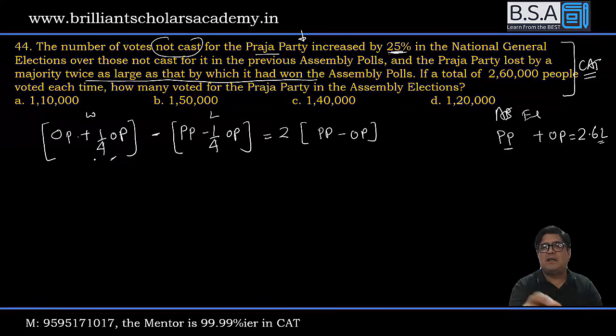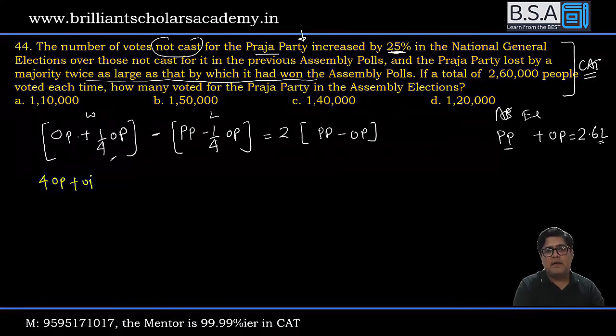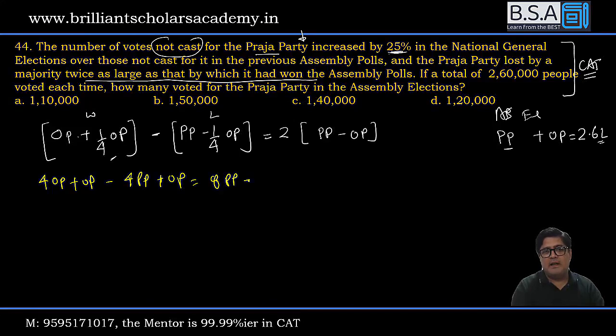तो ये 4 को मल्टीप्लाई कर देते हैं ऊपर. मैं लिख के करता हूँ, अदरवाइज विल कंफ्यूज यू. जुगाड़ भी है, डोंट वरी. So this 4 multiplied here: 4 OP plus OP minus 4 Praja Party minus OP, ये प्लस हो जाएगा, माइनस आके बाहर प्लस हो जाएगा, is equal to 8 Praja Party minus 8 opposition. ये वाला चाहे इधर चला जाएगा.